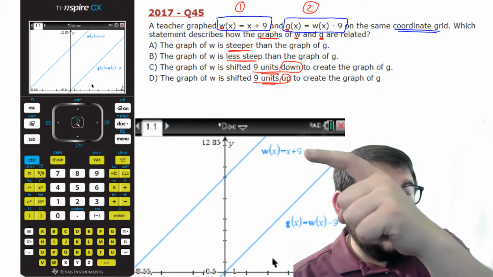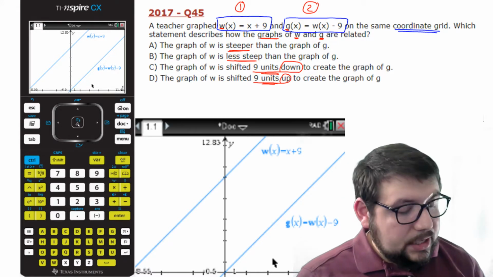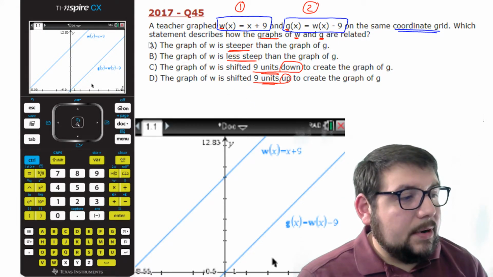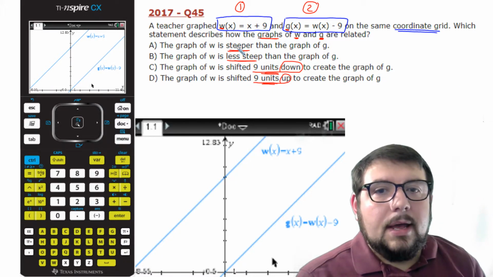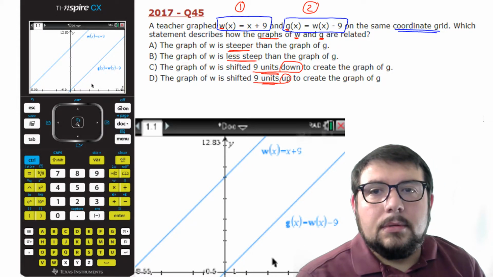Now W was up there, and what happened? Did the angle change? No, the angle did not change. So that means that I know that the steeper and less steep are out. Okay, so I'm going to get my little pen here, and that means that this answer right here and this answer right here are out.